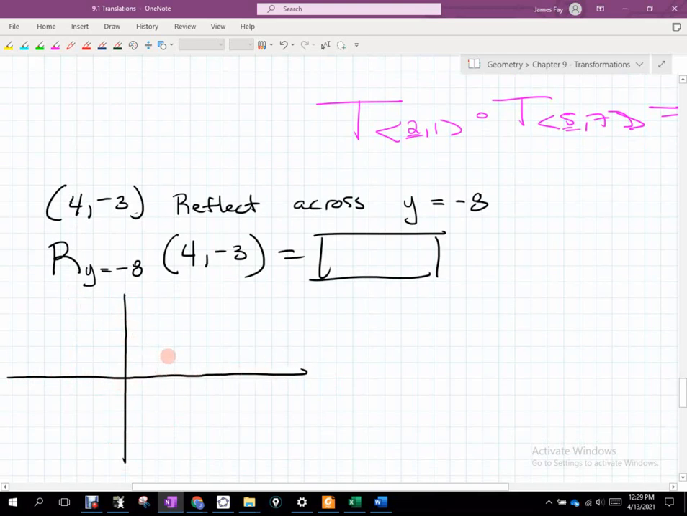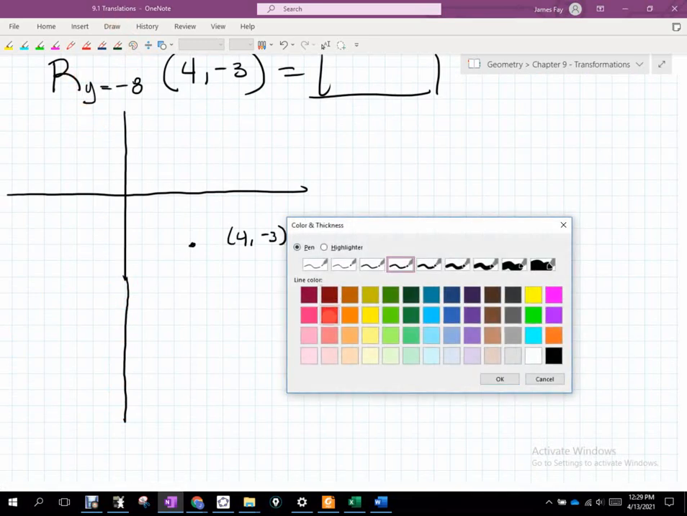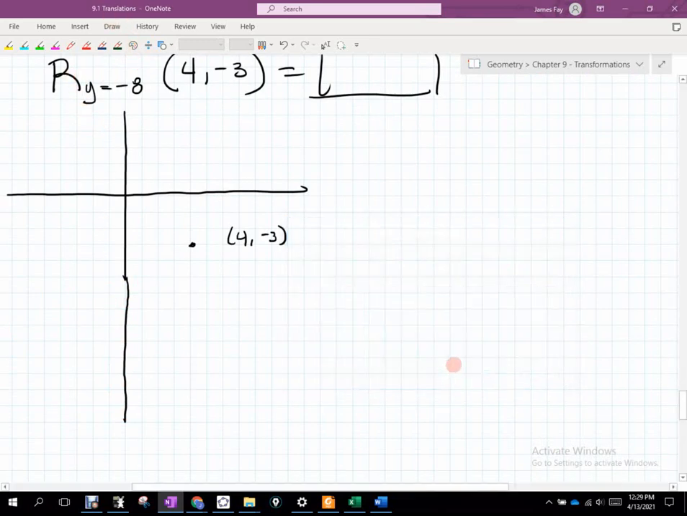Okay, I'm starting with the point 4, negative 3, right? So 1, 2, 3, 4, 1, 2, 3. Doesn't have to be to scale, but you want to be in the right quadrant, obviously. Now I'm going to reflect across the line y equals negative 8. What kind of line is y equals negative 8? It's horizontal through what value? Negative 8. So that's negative 3, 4, 5, 6, 7, 8.